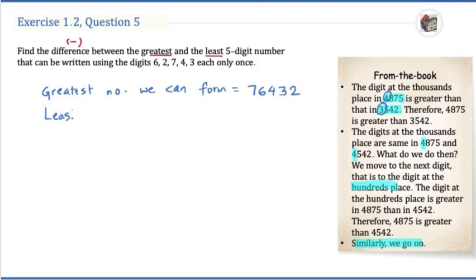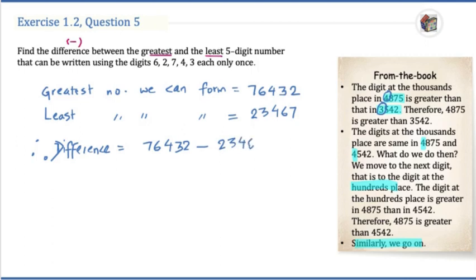Similarly, if I want to talk about the least number that we can form, we will start with the smallest possible digit and give it the biggest position. That means you really have to take just the reverse of this. Just take 2, 3, 4, 6, 7. It's exactly going in the opposite direction. Simple. And then finally, we had to find out the difference between these two, right? So the difference is equal to 76432 minus, difference is subtraction, 23467. Let's do this subtraction together now.